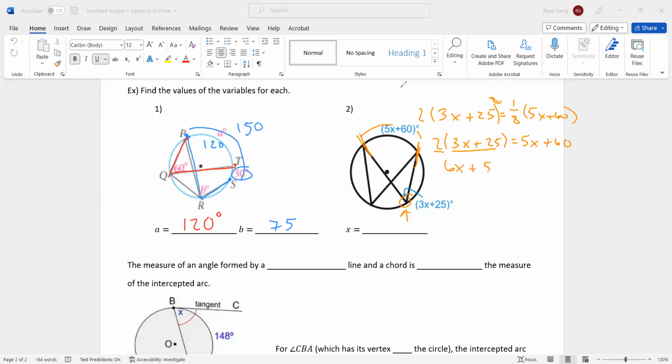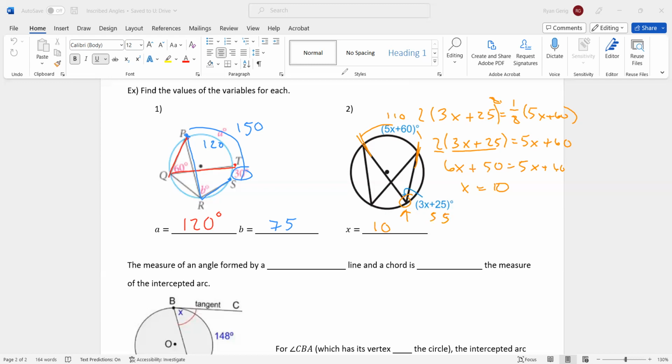6x plus 50 equals 5x plus 60. Subtract 5x and subtract 50, I get x equals 10. You can plug it in to make sure. 3 times 10 is 30, plus 25 is 55. If I double that, I should get 110. 5 times 10 is 50, plus 60 is 110. Okay.